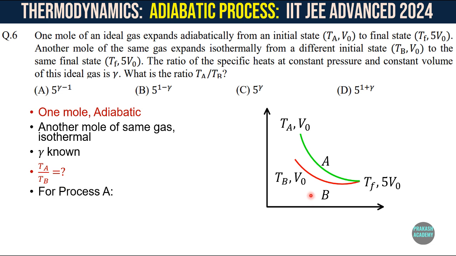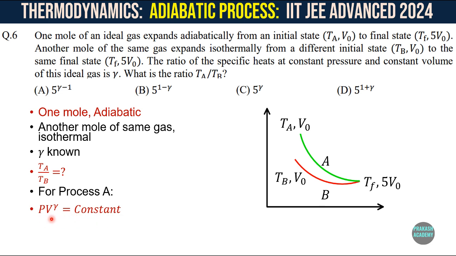So let us try to solve this problem. We can solve by considering this process and this process. So let us first consider process A. This is an adiabatic process. And if you remember, the equation of an adiabatic process is given by PV raised to the power gamma equals constant.